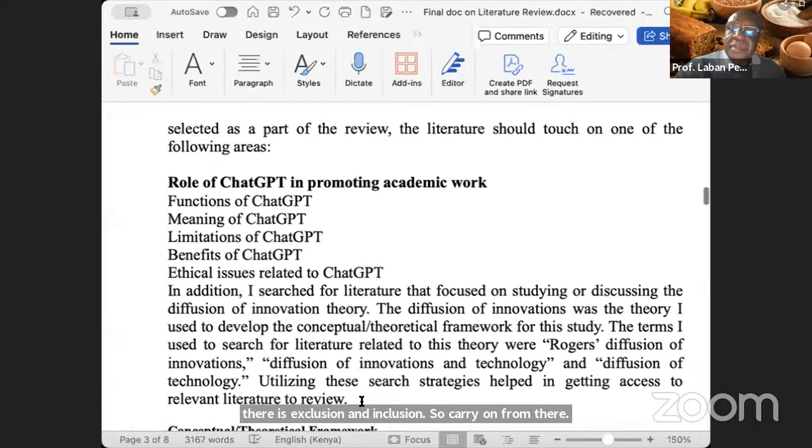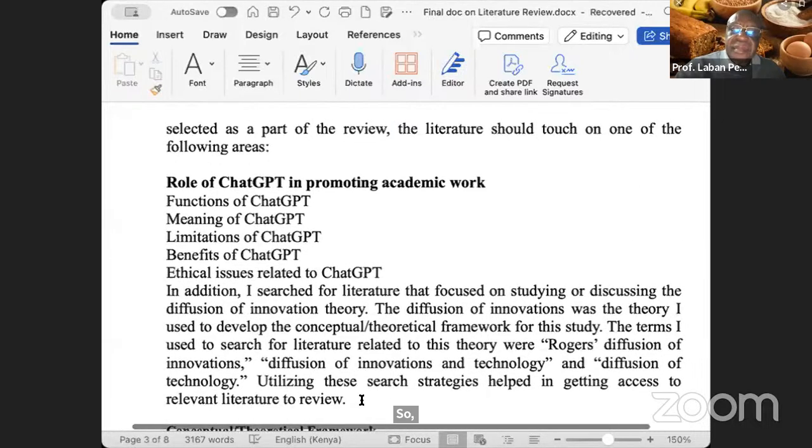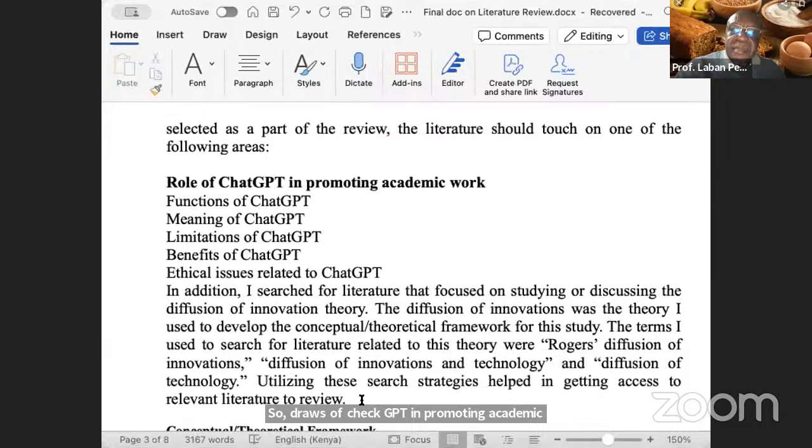So roles of ChatGPT in promoting academic work, functions of ChatGPT, meaning of ChatGPT, limitations of ChatGPT, benefits of ChatGPT, ethical issues related to ChatGPT. In addition, can I continue or I pause there? No, I'm saying pause. So these were the search terms that were used.